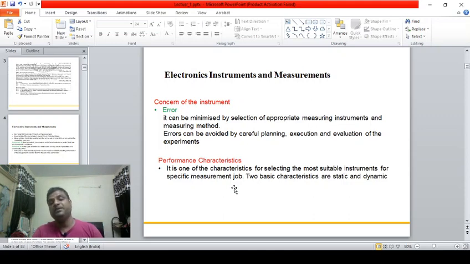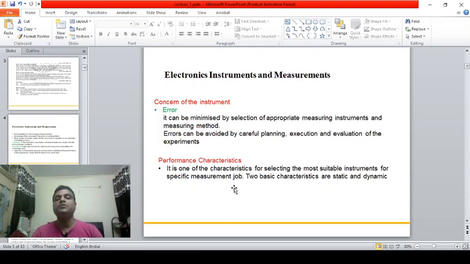For example, if you want to make some measurement, first we decide what type of instruments are used for the measurement and what the measuring method is. These measuring methods and equipment depend upon the quantity to be measured. That is the first step. Second, if you want to avoid error, we require careful planning, execution, and evaluation of the experiment. So first the selection of the measuring instruments, then careful planning, execution, and evaluation make our measurements error free.